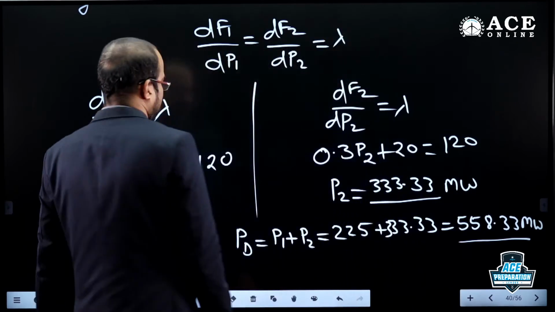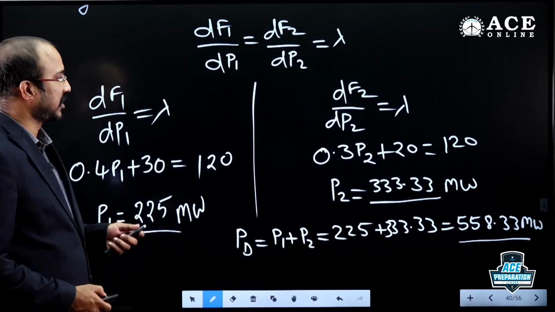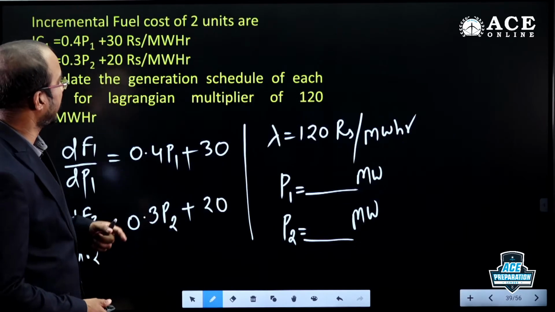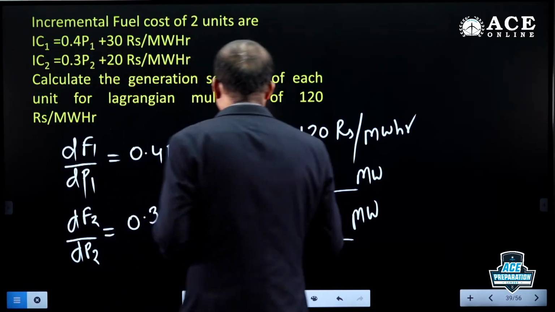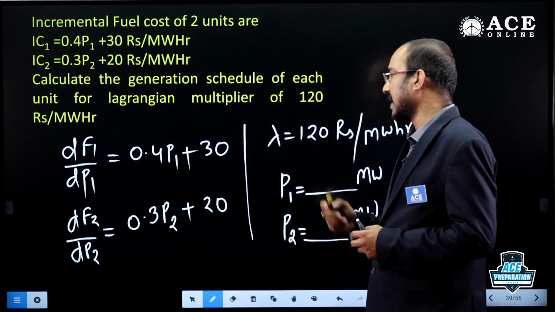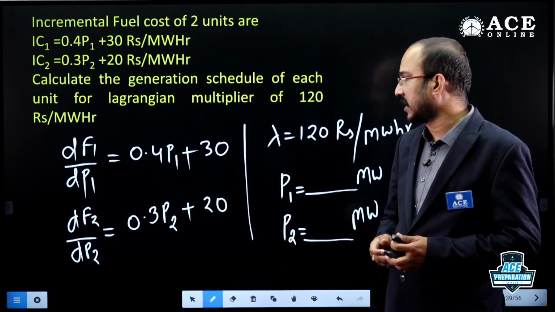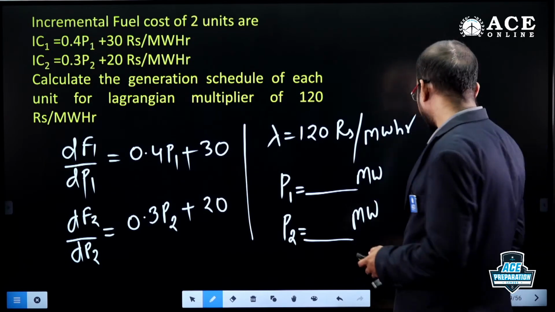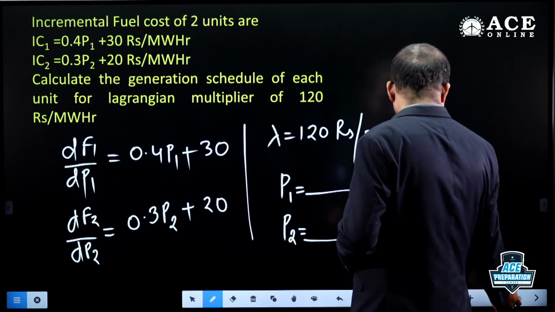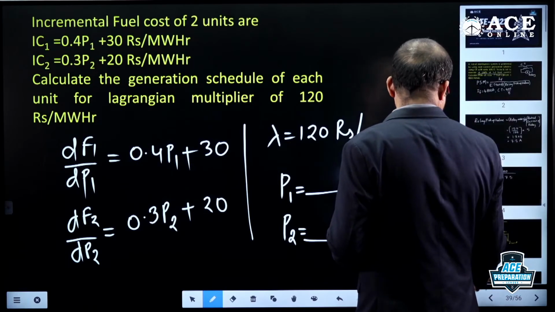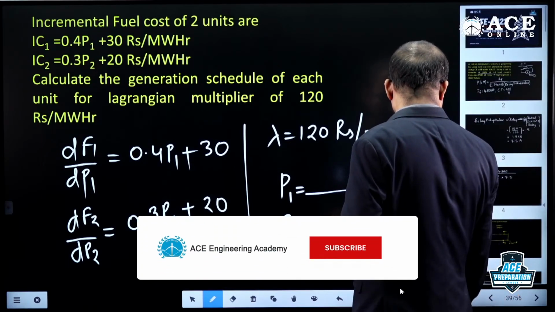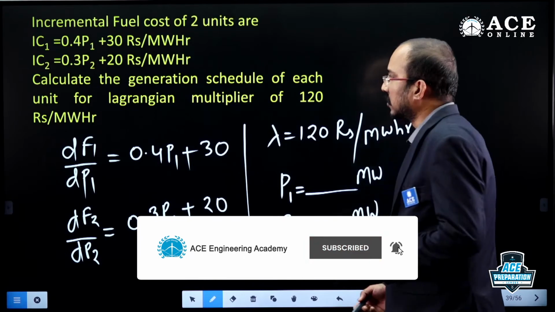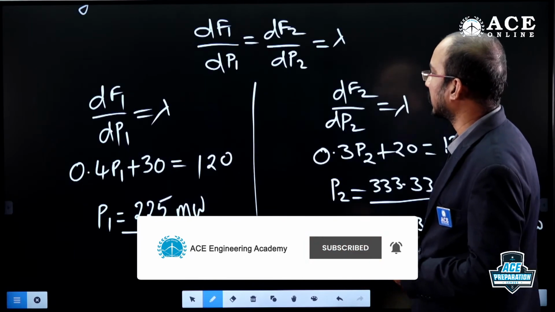The generation schedule. In this question, the incremental fuel cost and the Lagrangian multiplier lambda value are given, and he is asking to calculate the value of generation scheduling. Okay, done. Let us move to the next one.